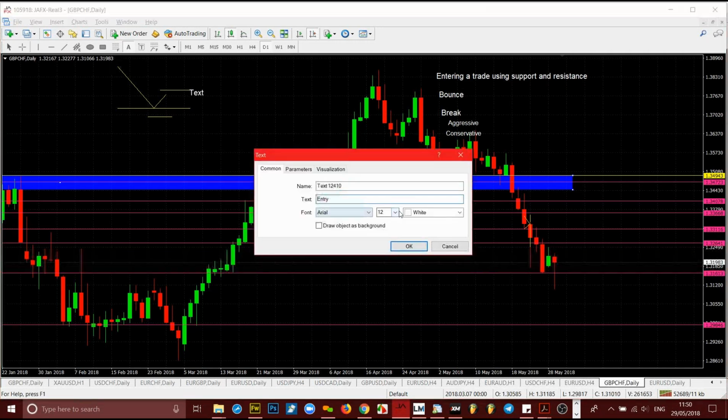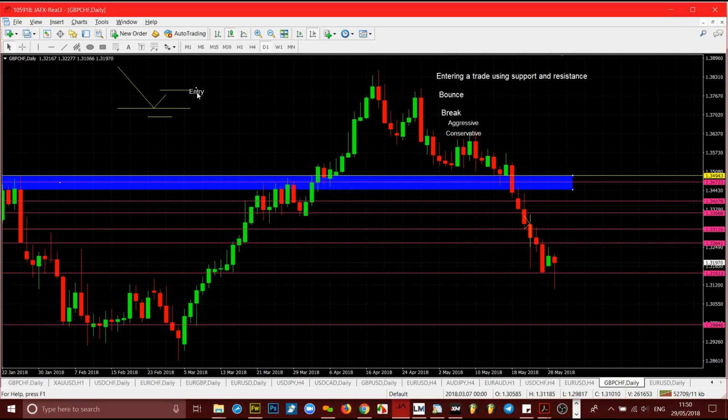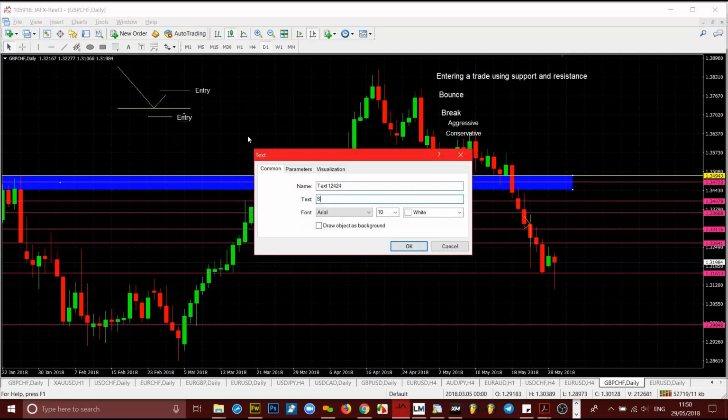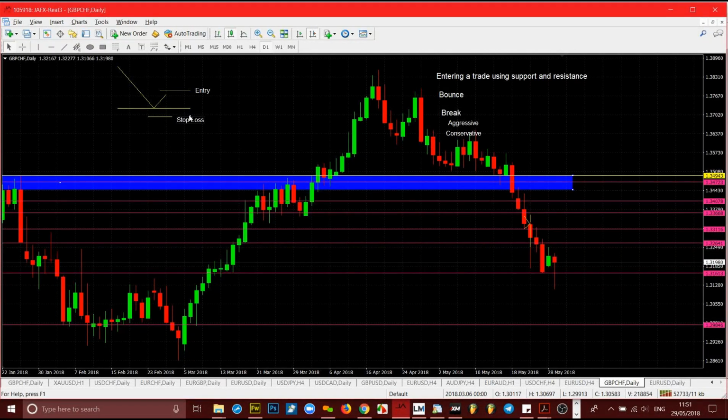Entry. So you can enter at this point of the market. And then here will be your stop loss, because you must always use a stop loss. We'll identify what a stop loss is. A stop loss is an angel. It is what keeps you from blowing your account, just in case the position you took goes against you.